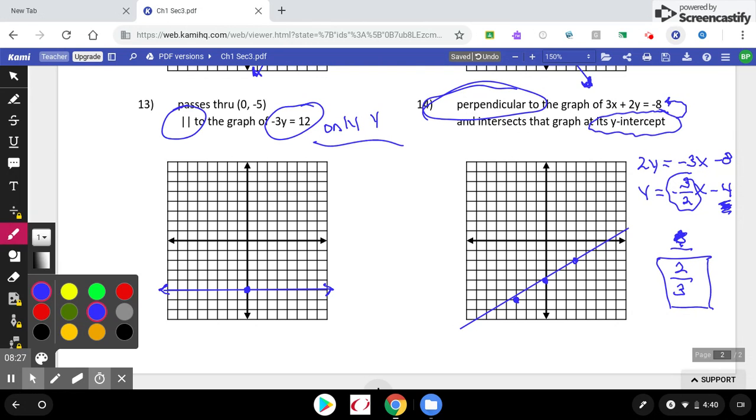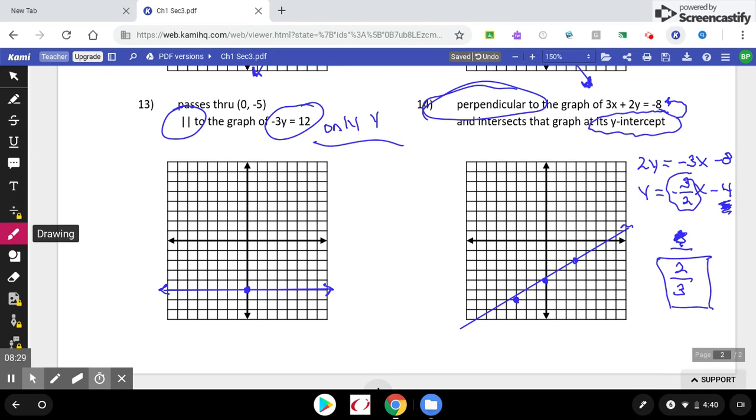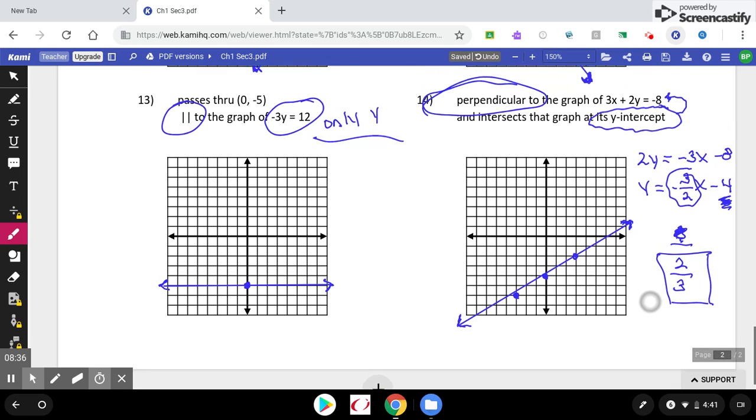All right, folks, I believe that is the conclusion of all chapter 1, section 3 notes. Let me try to scroll real quick to make sure. Yep, we're at the bottom.